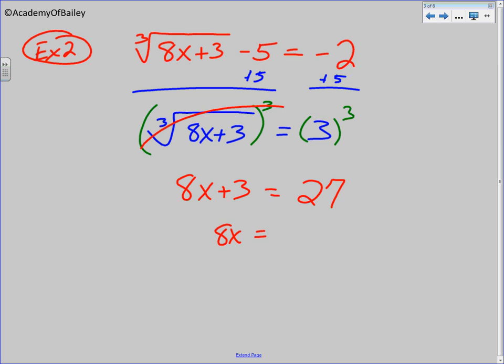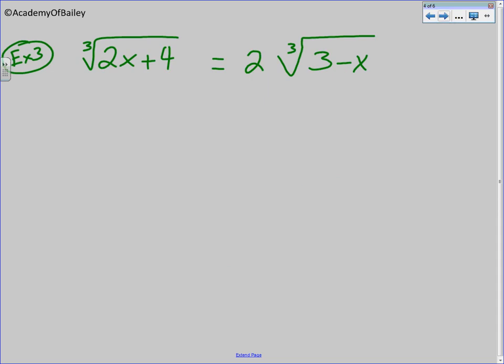And I'm almost certain from here that you can go ahead and solve it out. 8x, you subtract 3 from both sides. 8x is equal to 24. Divide by 8. x is equal to 3. And you are moving right along on this one. Getting some good stuff here.